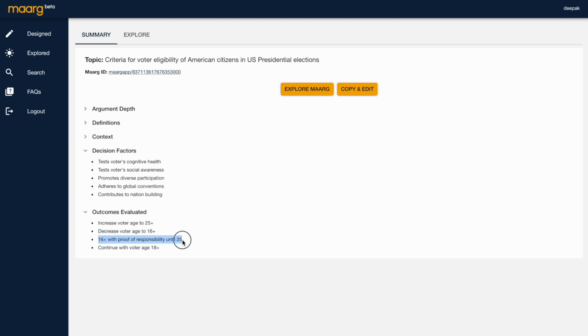Then there is one more side that says there has to be a certain sense of civic duty that people should do in order to gain the voting privilege. And then the fourth option is continue with the voter age of 18, that is the current state. Now, you may have noticed the previous Maarg that we read had only two outcomes, yes or no, whether souls exist or they do not exist. Now, this is a call of the author, how they want to structure their Maarg and what outcomes they want to talk about. And then there are also the decision factors and how they compare, which is up to the Maarg author to decide.